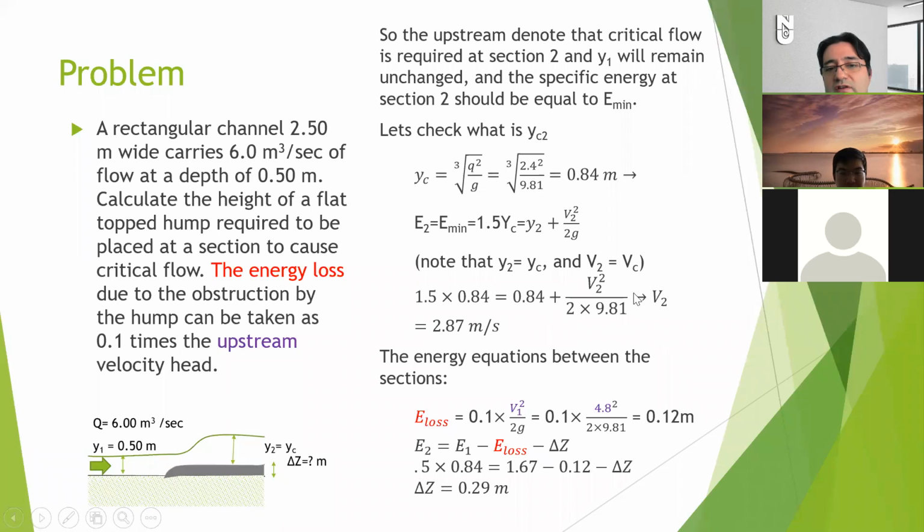We can find what should be the velocity at the right side, and the velocity on the right side should be equal to 2.87 meters per second. Actually, this velocity is not asked, so you should not calculate it. This part is not required, because after calculating the critical depth, you can put this 0.84 here and multiply it by 1.5. Actually, there is one missing here. I am going to add it, guys. Just my mistake.